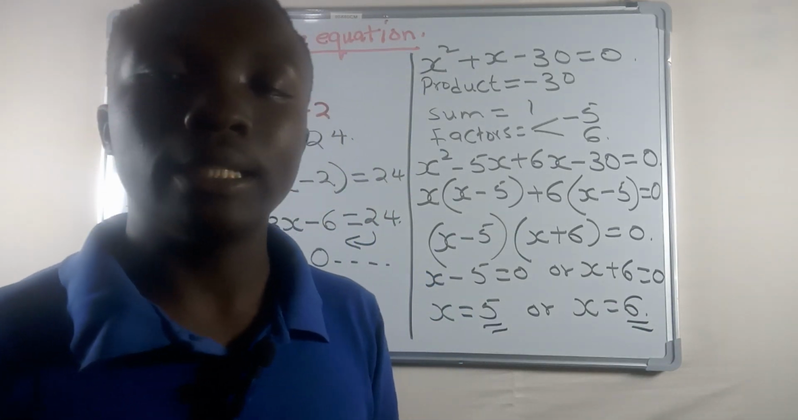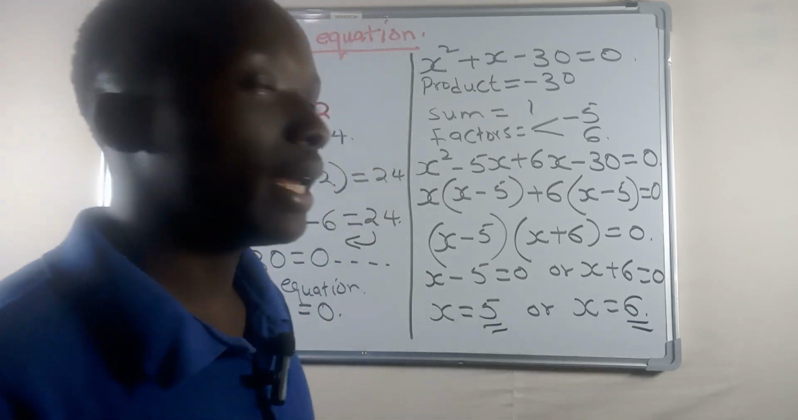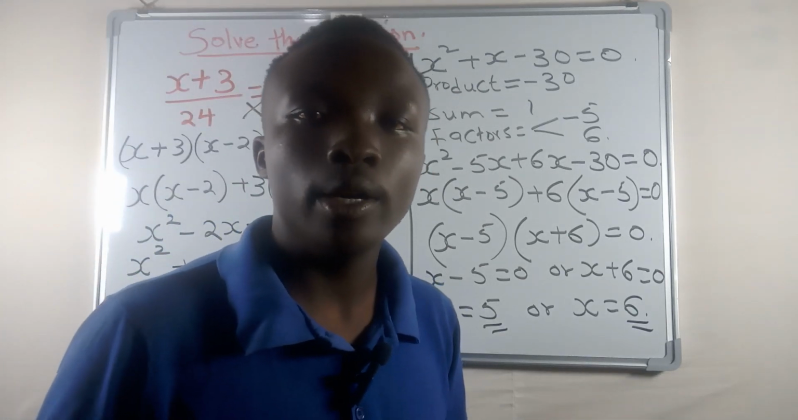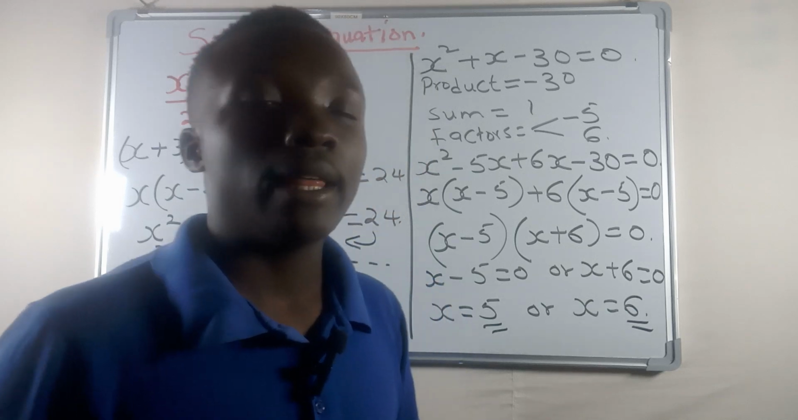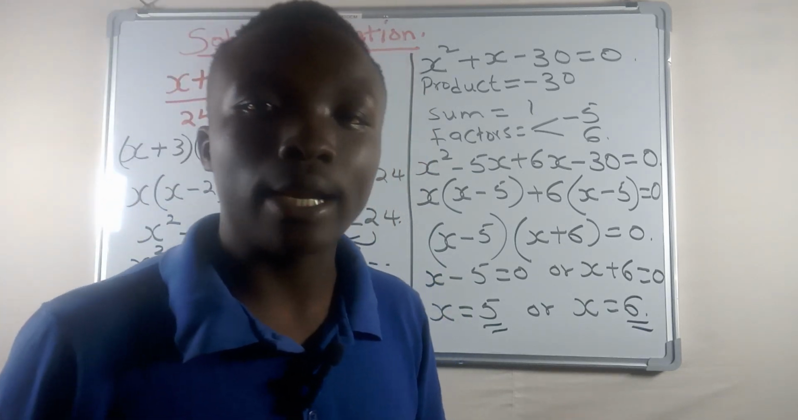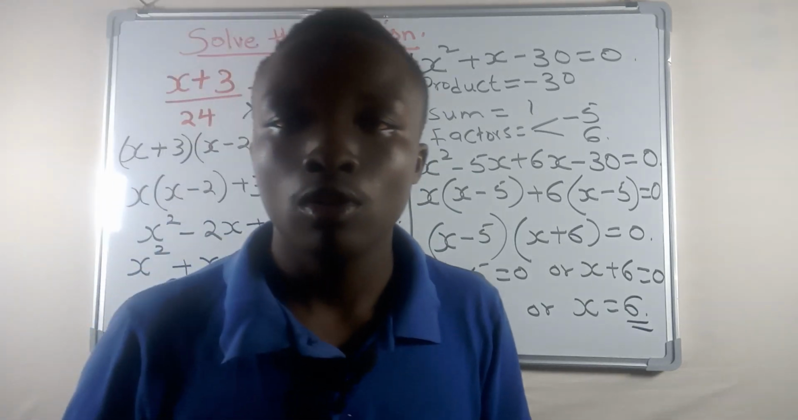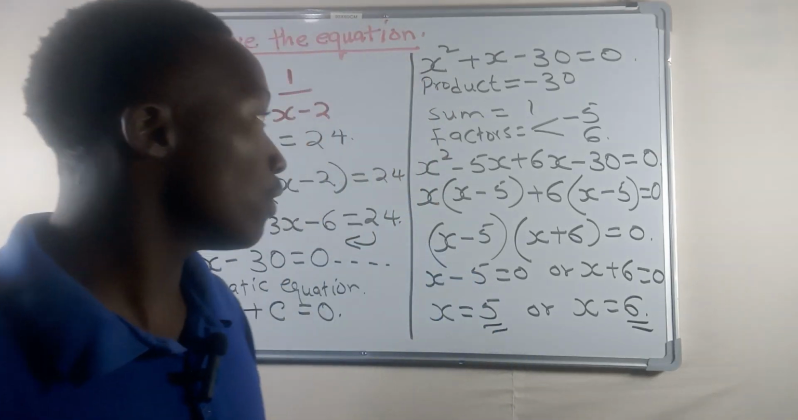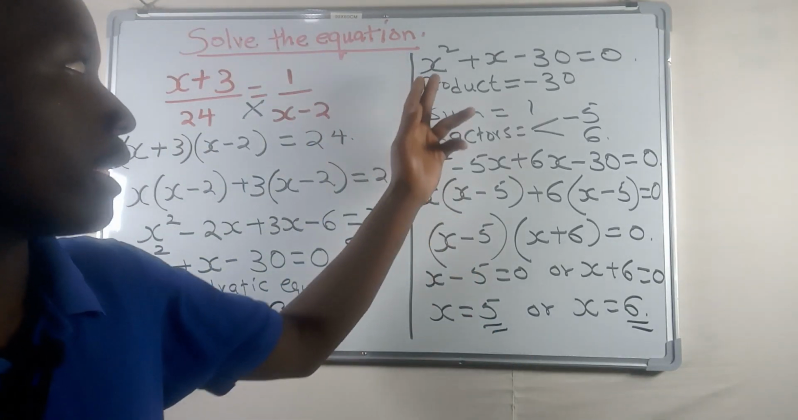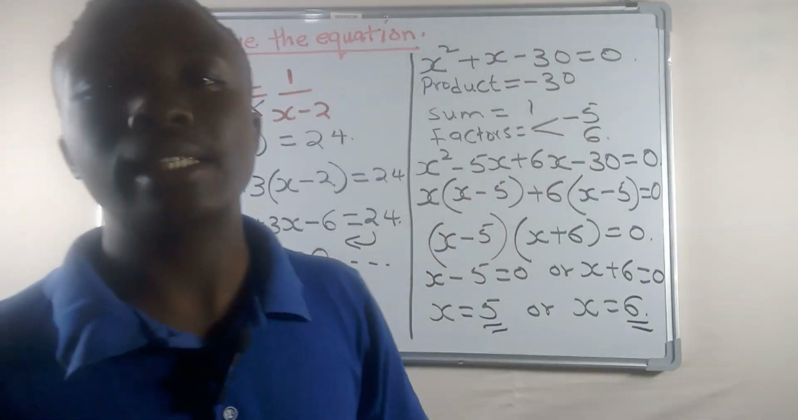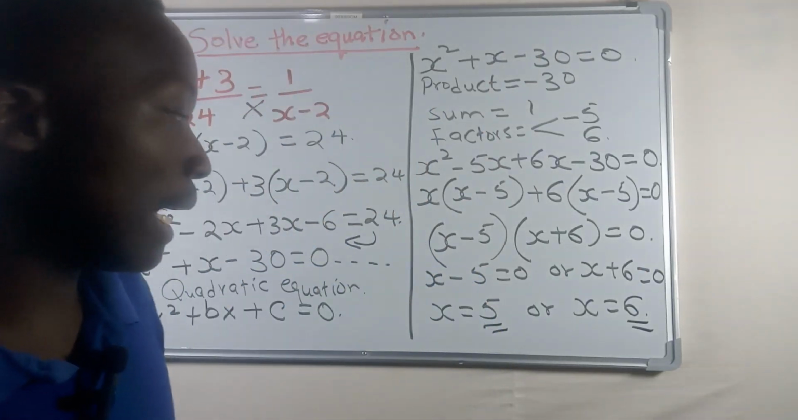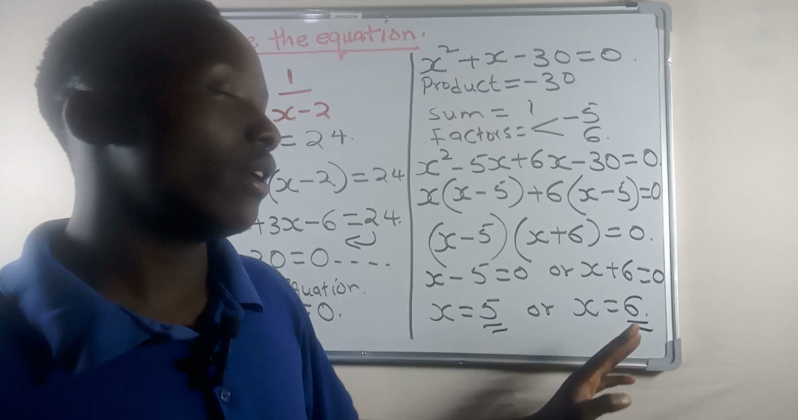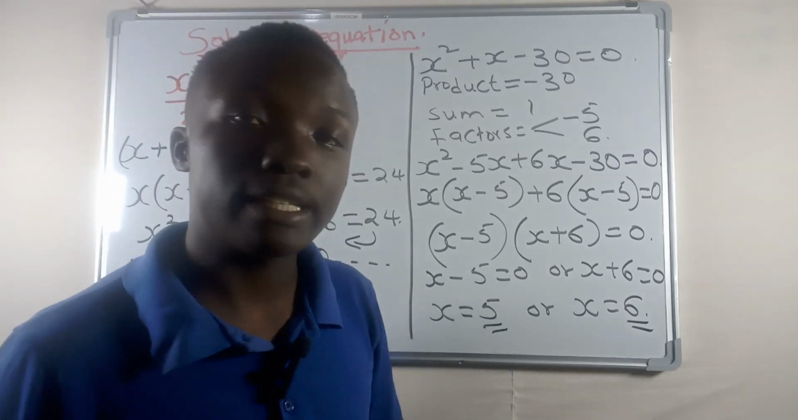When we solve a quadratic equation, we get two possible values of the unknown. Reason being, the highest degree of a quadratic equation is equal to 2. So when we have solved this quadratic equation, x squared plus x minus 30 is equal to 0, our answers are x is either 5 or x is either negative 6.